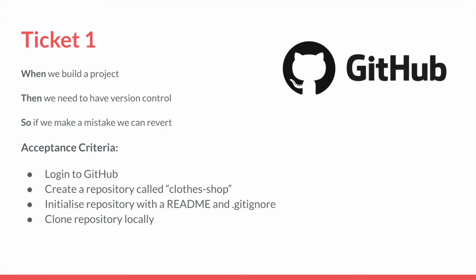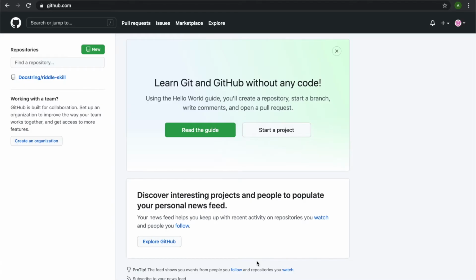Firstly, you'll need to log into GitHub. If you haven't got a GitHub, then just pause the video and create one. I know most people will just want to build things on their local system to learn, but this is a great opportunity to give you something to show maybe prospective employers, should they want to see some of your work in the future. Once you've logged in, then we're going to create a repository called Clothes Shop.